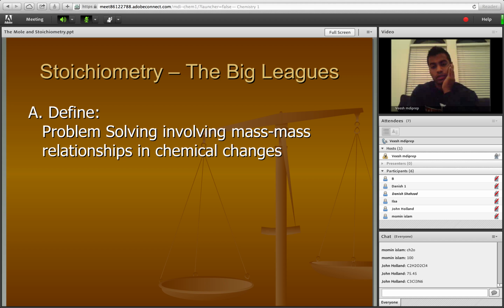Now we've got to do a little bit of stoichiometry, and then after stoichiometry, we'll be done. So stoichiometry is pretty much converting. You'll have a reaction, which first step is balancing. Like I said, it takes a little practice, but once you get the hang of it, it's not hard at all.